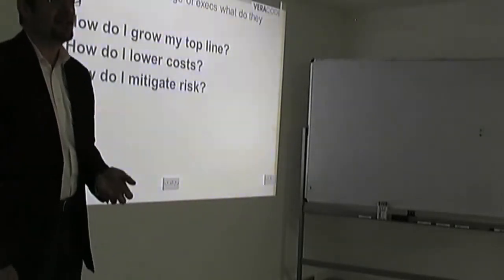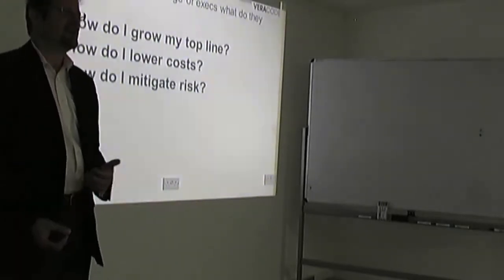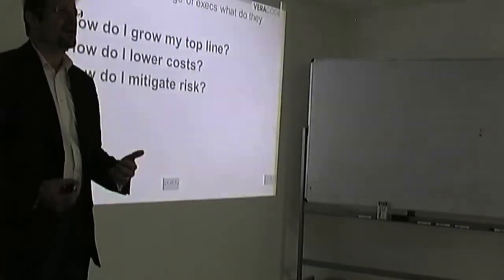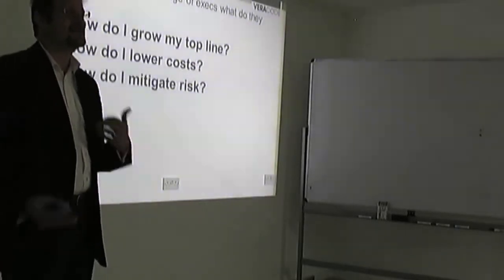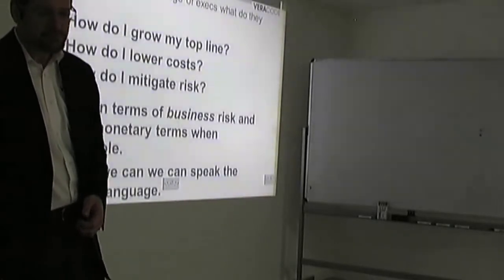When we think about mitigating risk, it's technical. What is the likelihood that this is going to be exploited, or can I make it so that the impact is less? And we speak in technical terms.